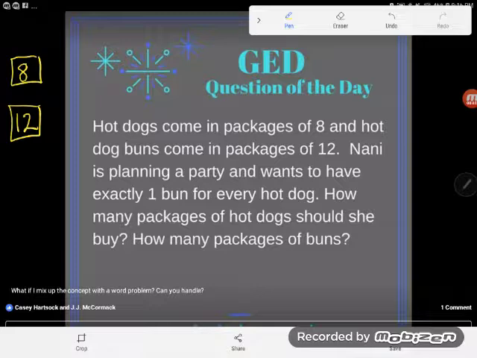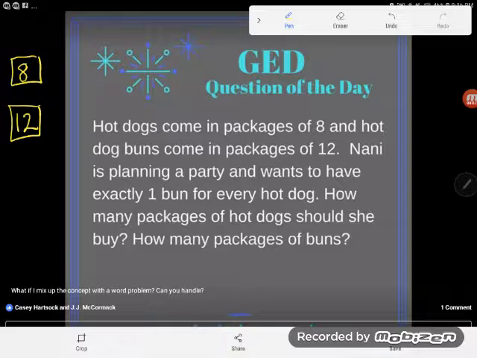I do not know why Nani can't just handle it. Some people aren't going to eat carbs anyway, but she must have OCD because she is like, we need these hot dogs to match these buns. So how many packages of hot dogs should she buy? And how many packages of buns?